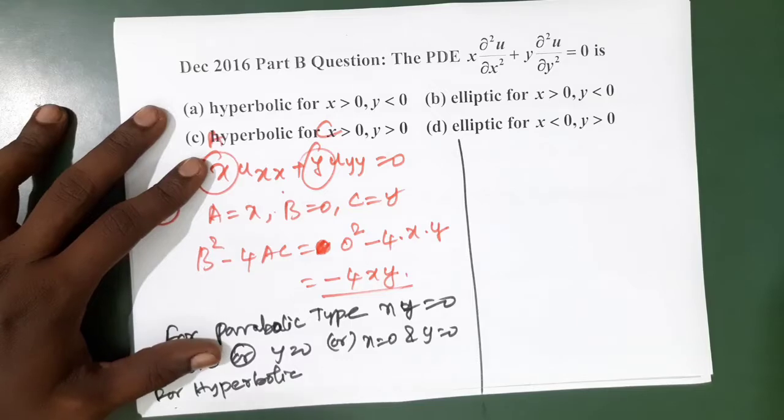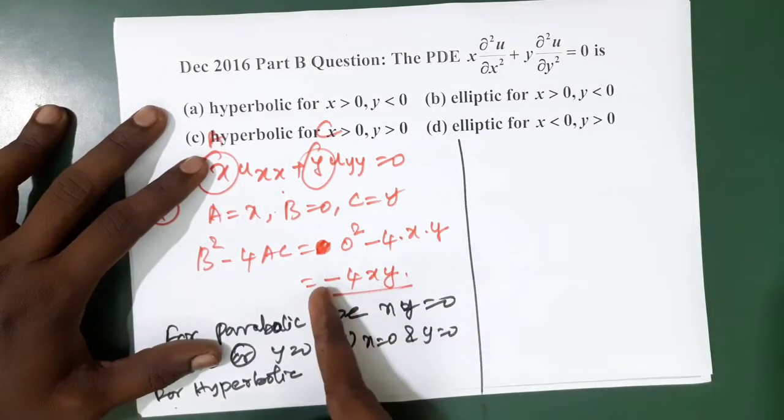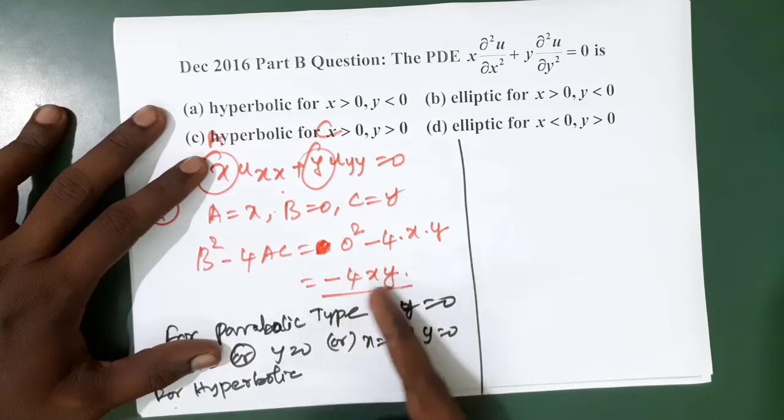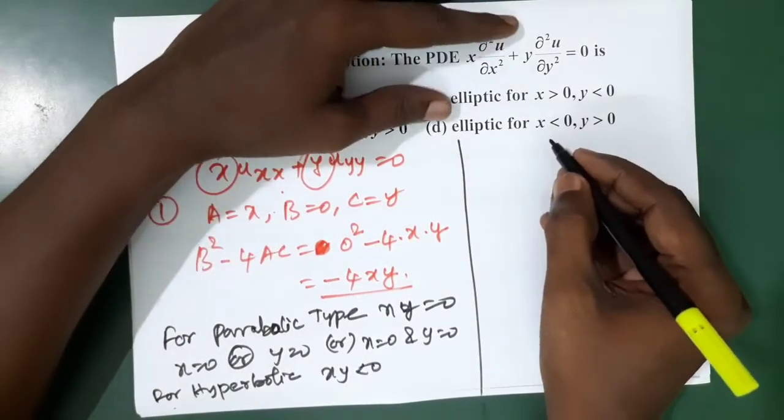What is the condition for hyperbolic type? The discriminant value is greater than 0. Already the negative sign is there, so if you take the negative value, minus into minus becomes plus. So xy should be less than 0. When should xy be less than 0?